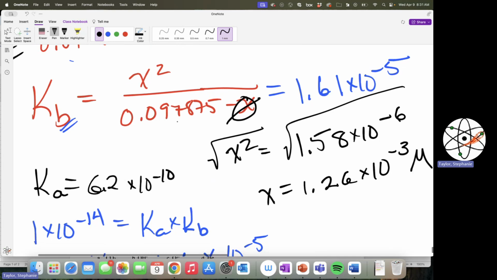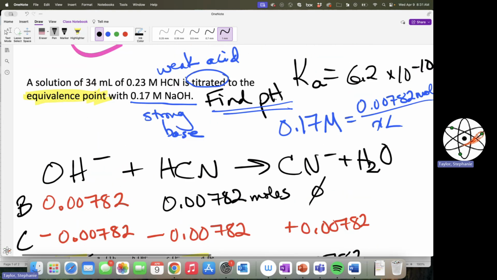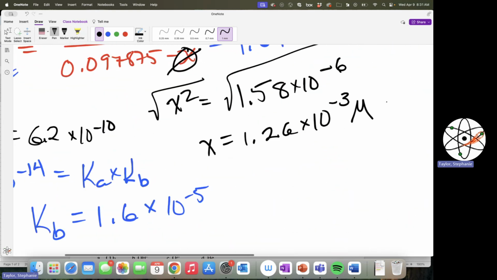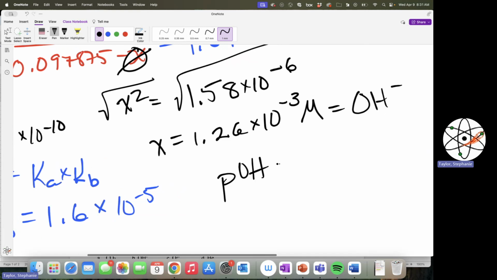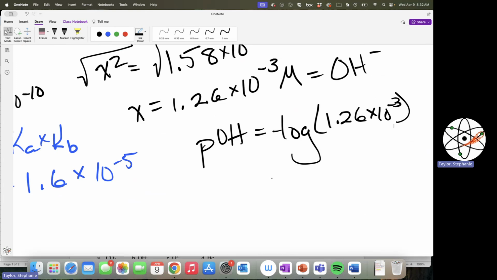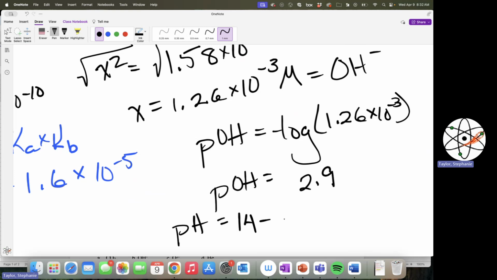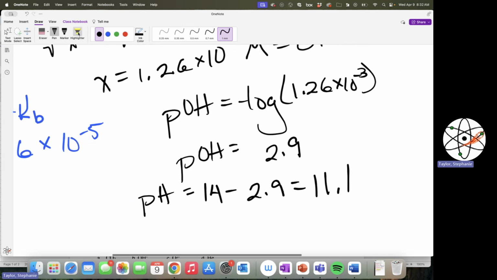That's molar. Since we're using Kb, because this makes hydroxide, the original question did actually want pH. So when I take the negative log of this thing, that is going to be pOH. I think that's a little bit faster than my other strategies. That gives me pOH, which is equal to 2.9. pH is going to be 14 minus my pOH, so that's 11.1. That's the answer to the problem.